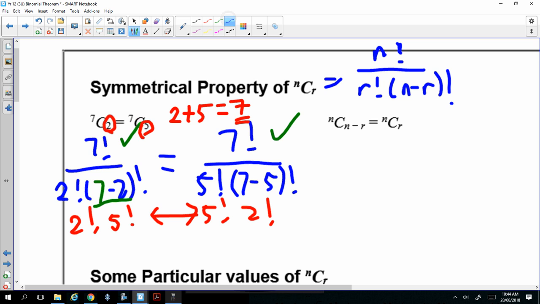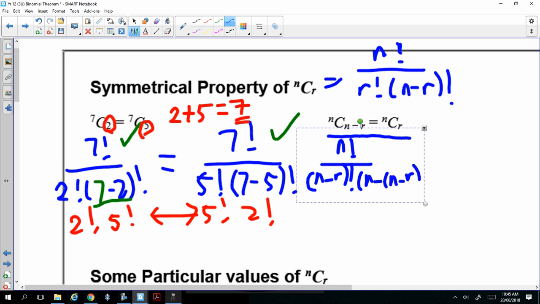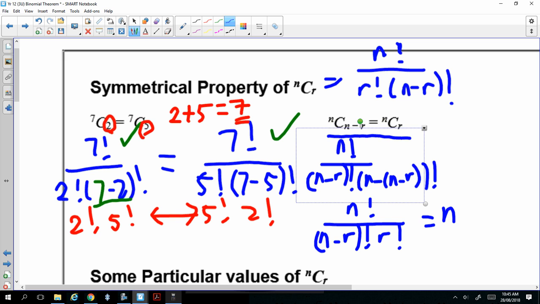nC(n minus r) is the same as nCr, because if you do that at the bottom, that will be n factorial over (n minus r) factorial, and this simplifies to n factorial over r factorial (n minus r) factorial, which is the nCr. Okay? So this is a general formula, so you should highlight that. That's a very important property.